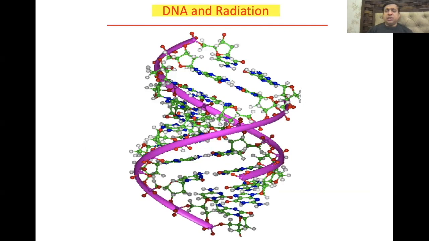Now let's come to the second important part, the DNA. We know that DNA is made of sugar moiety and the nitrogenous part, which are called bases, purine and pyrimidine, and these are held together in the form of a helical structure. These are two strands which are stuck together through the different bases.